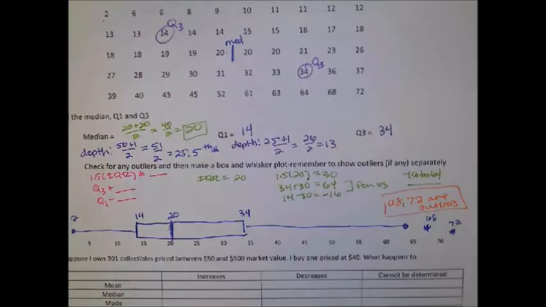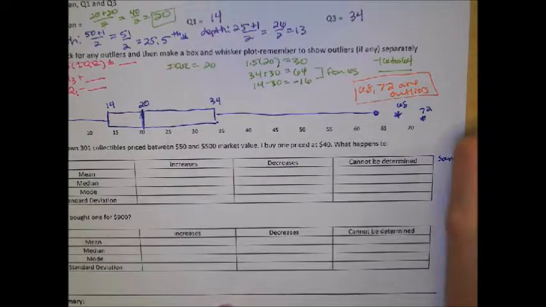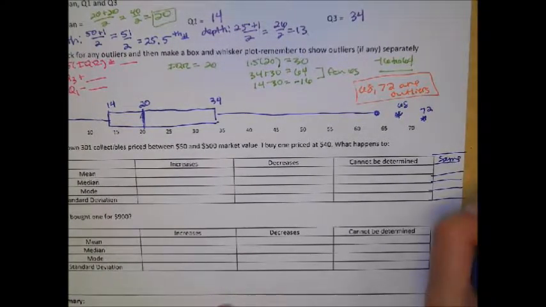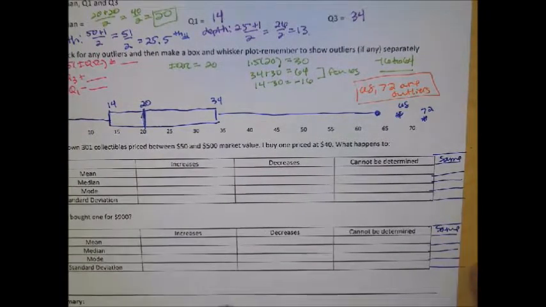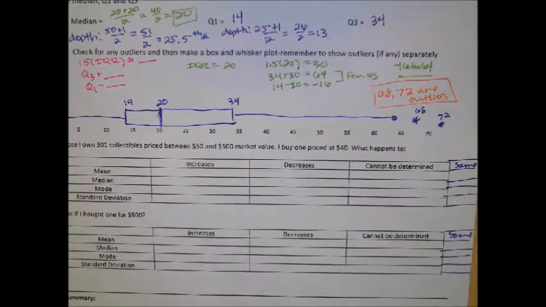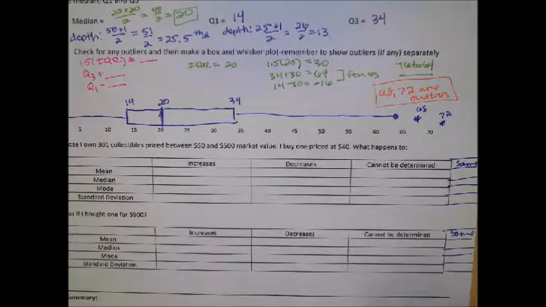All right, let's go ahead and go to the next 2 examples. I want you to add a last box here for same and same. Okay. Let's go ahead and read this. Suppose I own 301 collectibles priced between $50 and $500. So this is what we own. I buy one priced at $40. What happens to each of these?